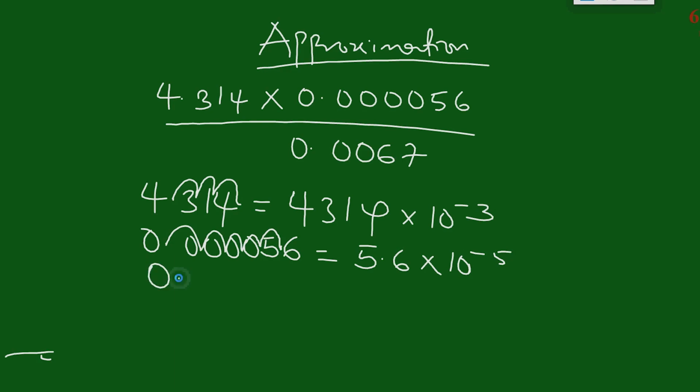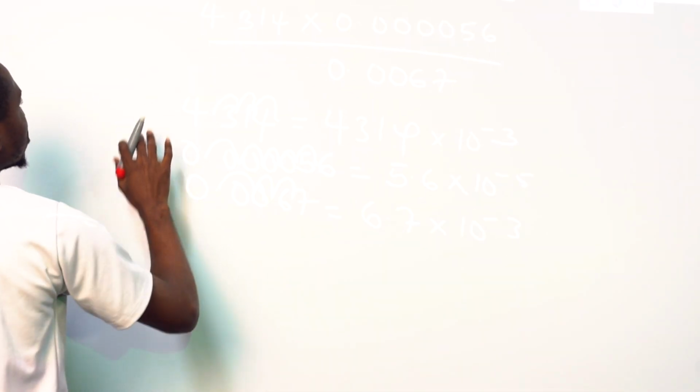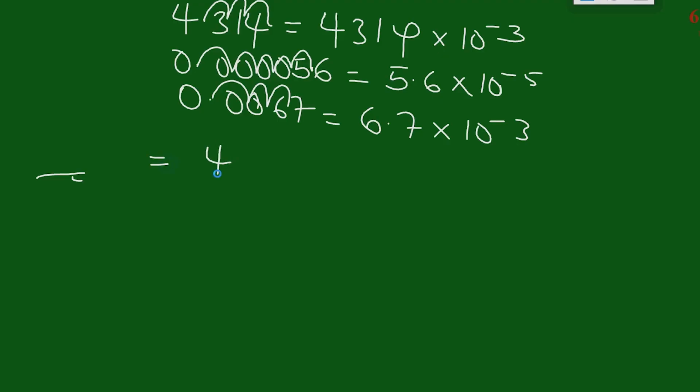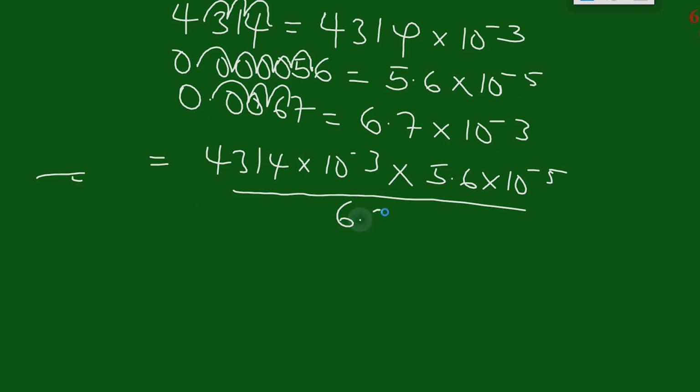Then to the last one, we have 0.0067, which is equal to 1, 2, and 3. So we have 6.7 times 10 raised to the power of minus 3. So let's solve this after converting to standard form. We can now have 4314 times 10 raised to the power minus 3 times 5.6 times 10 raised to the power minus 5 over 6.7 times 10 raised to the power minus 3.